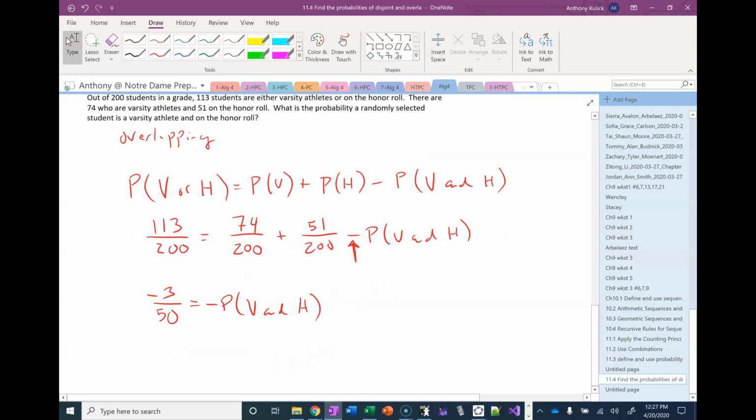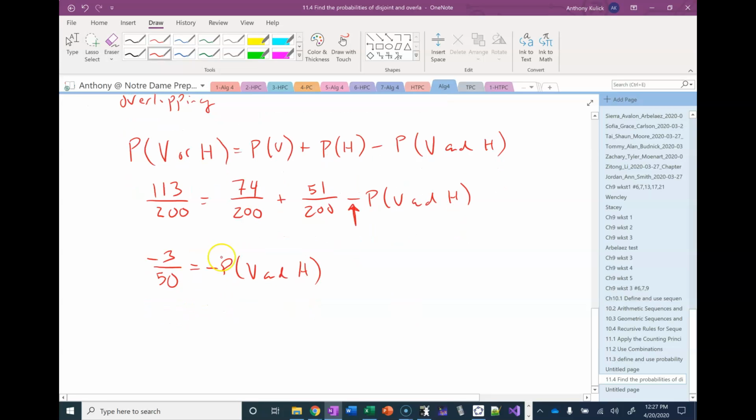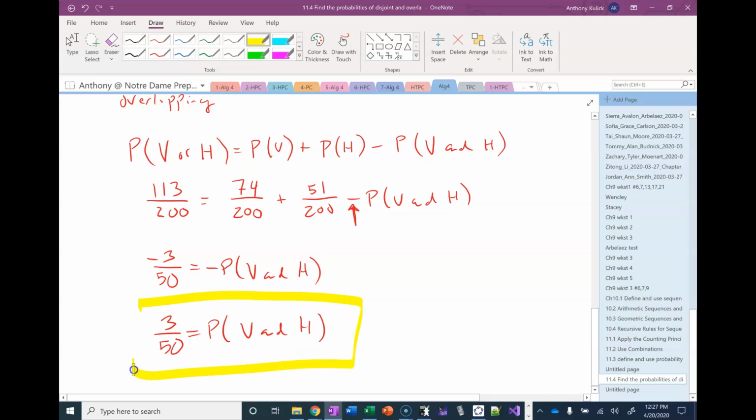So remember, probabilities have to be a number between 0 and 1. Right now, I have a negative over here, but that's okay because I have a negative in front of my probability. When I divide both sides by -1, I get a positive number here for my positive probability. So I have a reasonable answer.